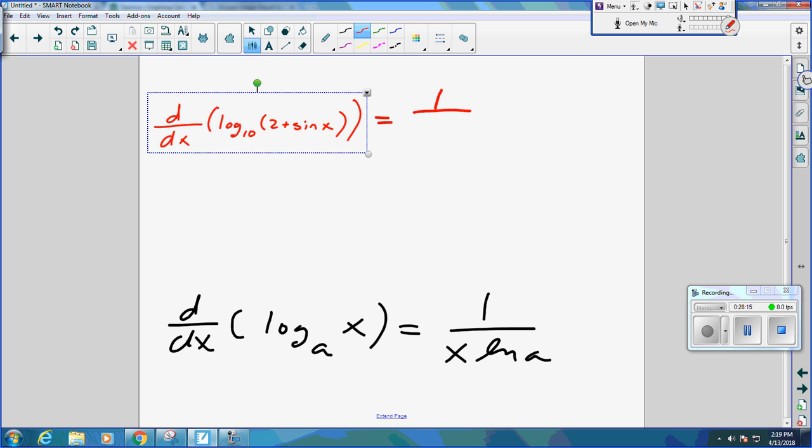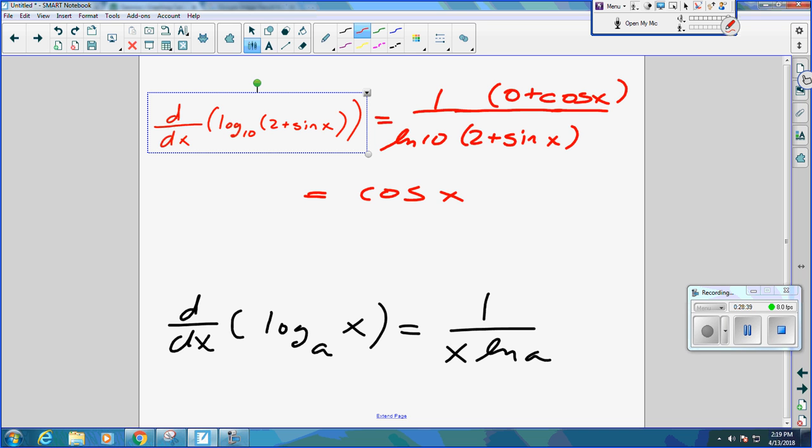It's 1 over ln 10, you guys agree? Times the stuff, 2 plus sine x. But here's the problem. Anytime you say stuff, you have to take the derivative of stuff. Derivative of 2 plus sine x: I'll write the 0 so you make sure you understand it. Derivative of 2 is 0. Derivative of sine is cosine. So the answer to this problem, when it's simplified, is just cosine x over ln 10 times 2 plus sine x.